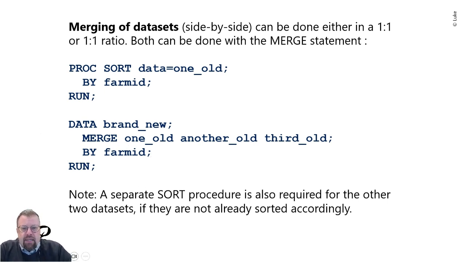And you should also notice the sort procedure. So all of these data sets we are merging have to be sorted by this by variable, which is the farm ID. Here we have an example where we sort the one old by farm ID, but we would need the same for the other two if they are not already sorted based on the farm ID.